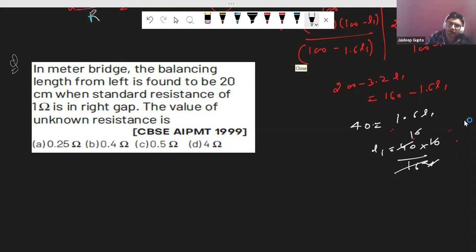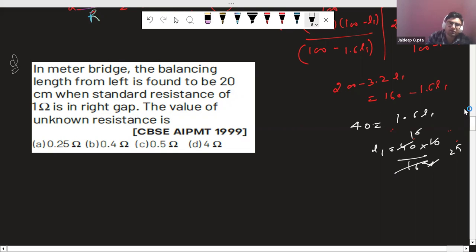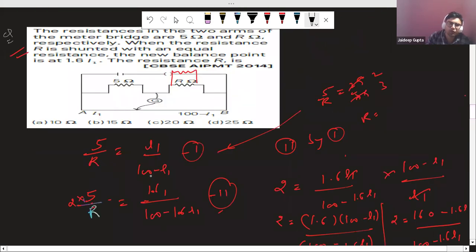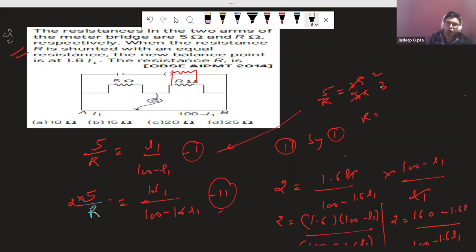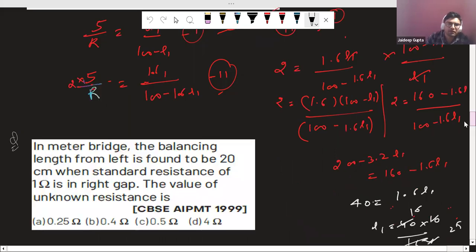I'm getting 25. So if I substitute 25 over 75, 5 over R, 2 over 3, 3 5 to 15, and the resistance. Okay, I'll check it. Fine, I'll check it.